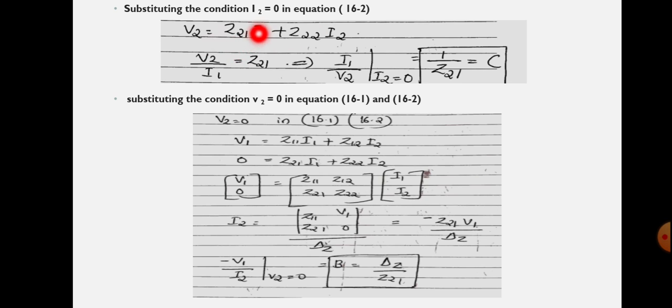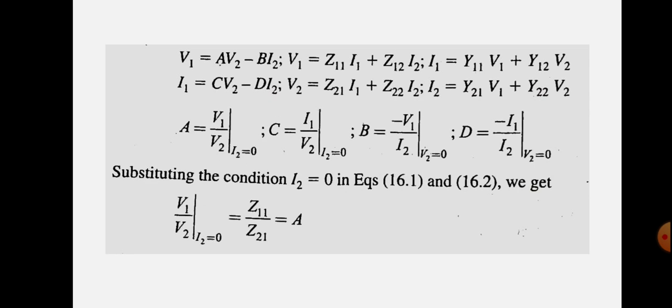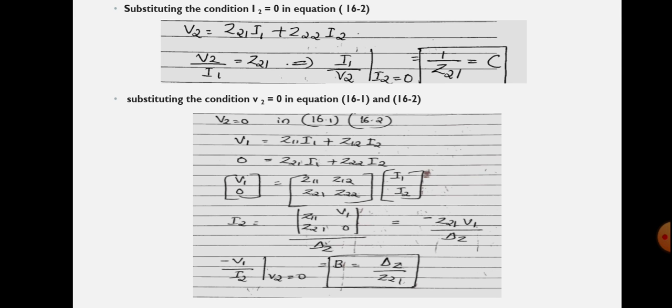So in that equation, we have a relation here, C equal to I1 by V2. So what is I1 by V2 here? Here I1 by V2 will be equal to 1 by Z21, right? I1 by V2 at I2 equal to 0 is the C value, that will be equal to 1 by Z21. This is the way we are finding the relationship between A, B, C, D and Z parameters.